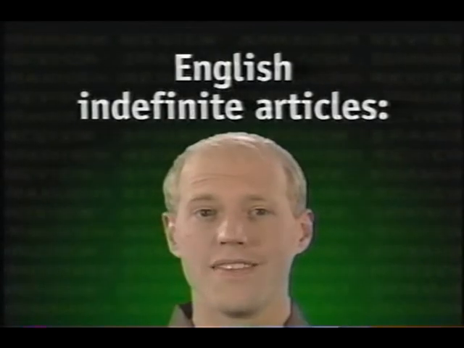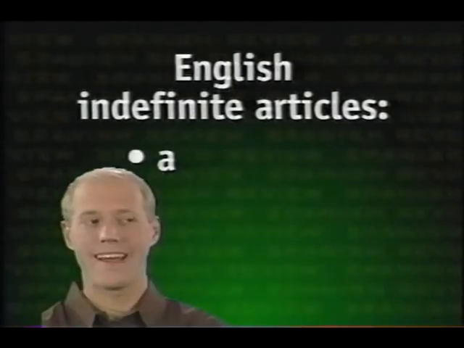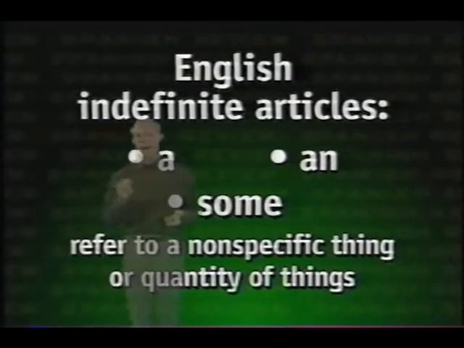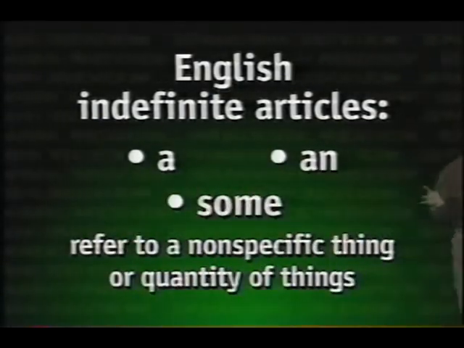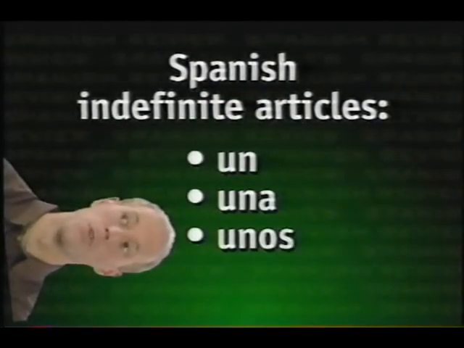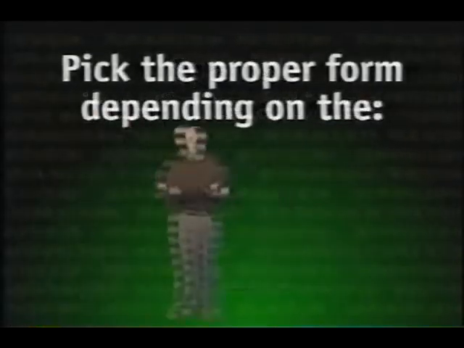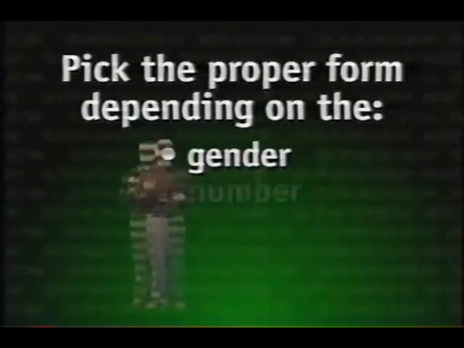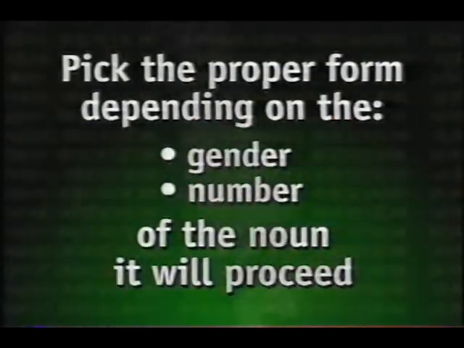In English, the indefinite articles are a, an, and some. They refer to a non-specific thing or quantity of things. In Spanish, the indefinite articles are un, una, unos, and unas. Again, you pick the proper form depending on the gender and number of the noun it will precede.